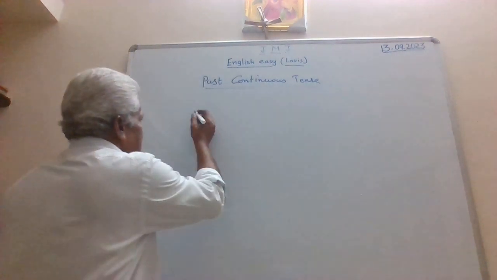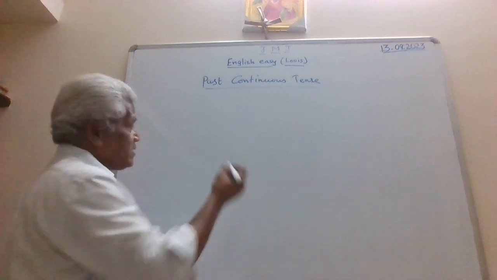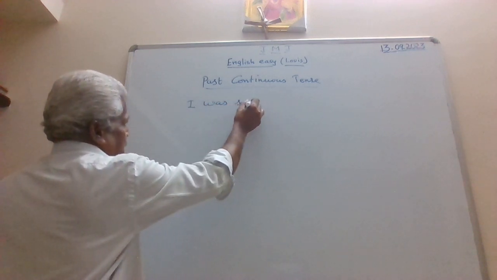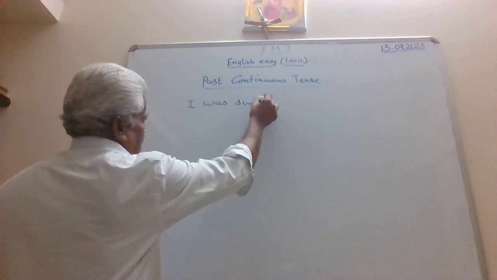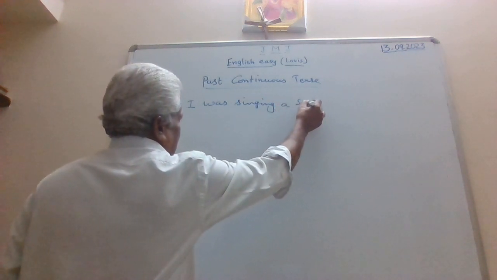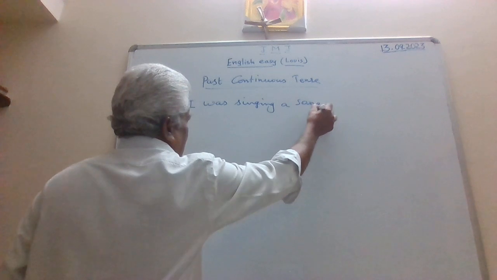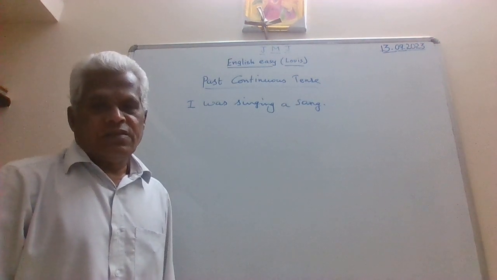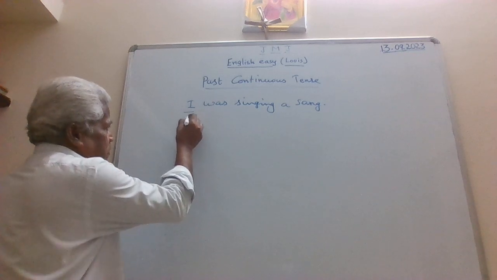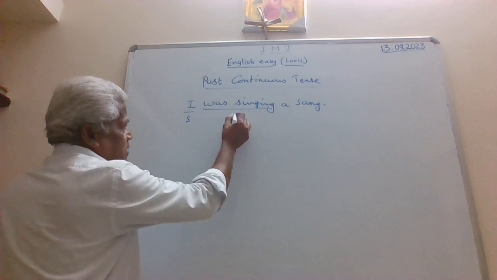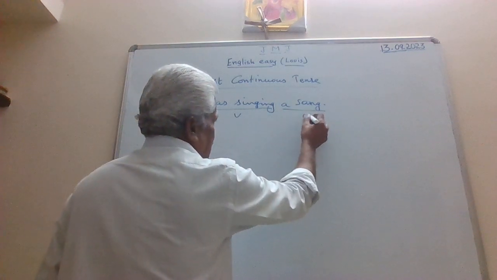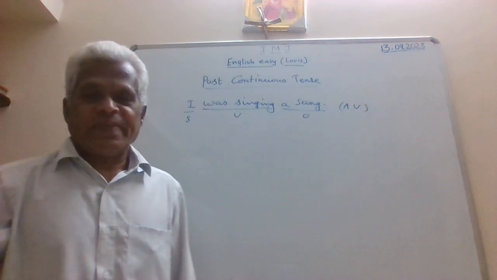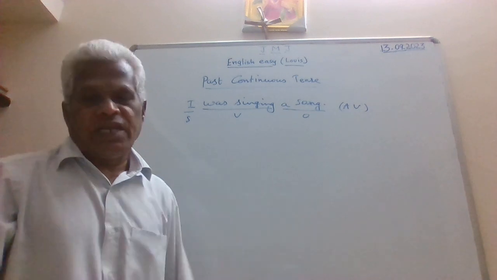Past continuous tense. Same letter. So let me write the same sentence. I was singing a song. Now, I is your subject, was singing is your verb, a song is your object. And this is active voice tense.